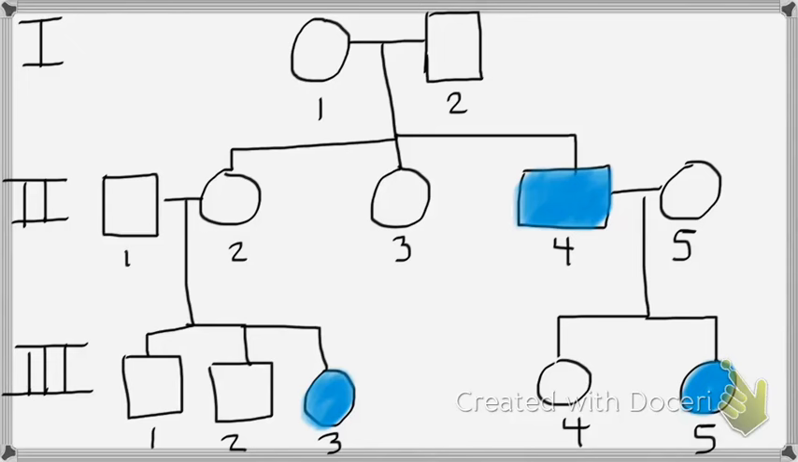Anybody have a nomination? It's recessive. What kind of recessive? Autosomal. How come it's not X-linked? Yeah, I'm seeing it showing up in boys and girls. So it seems to be autosomal recessive. Does everybody agree with Josh? You're okay? All right, so let's just use the letter A for the trait.